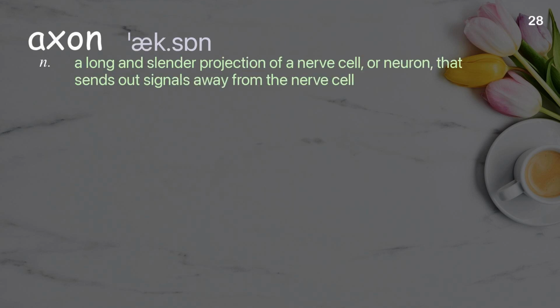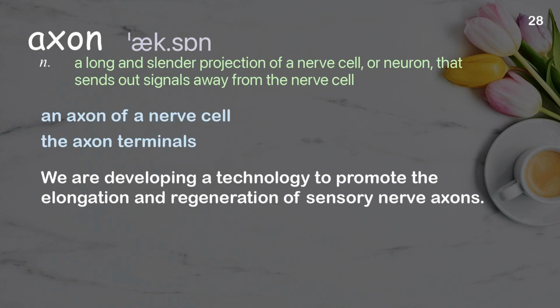Axon. A long and slender projection of a nerve cell, or neuron, that sends out signals away from the nerve cell. Examples: An axon of a nerve cell. The axon terminals. We are developing a technology to promote the elongation and regeneration of sensory nerve axons.